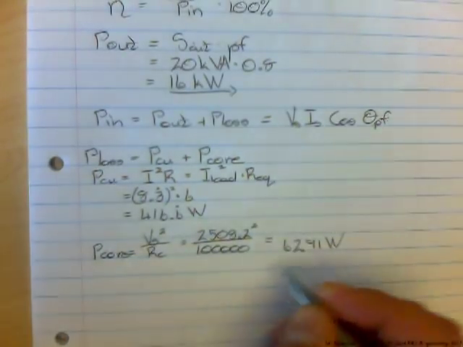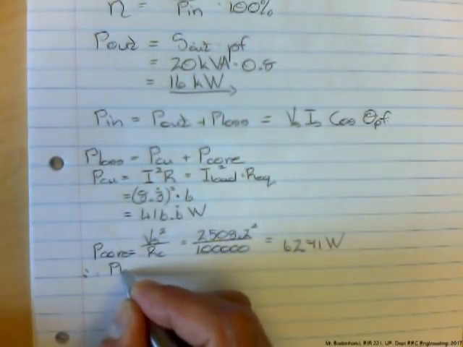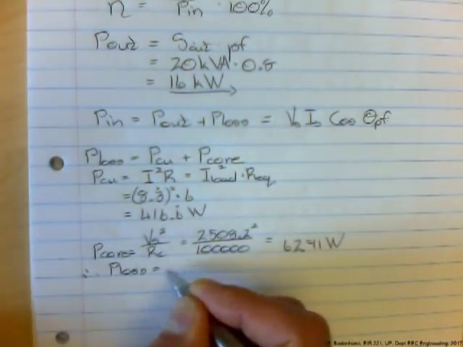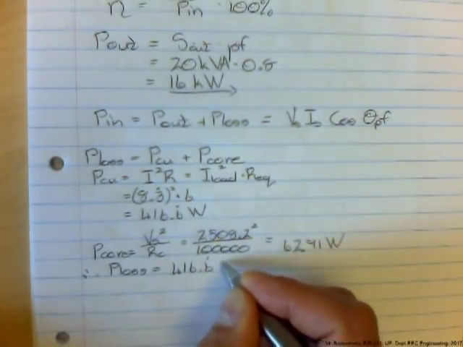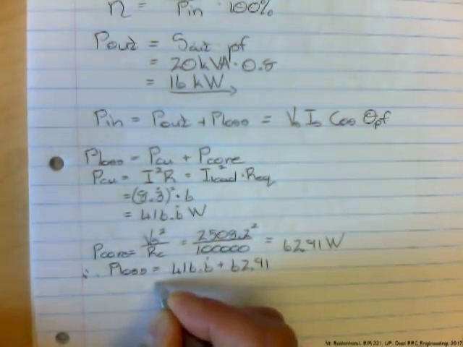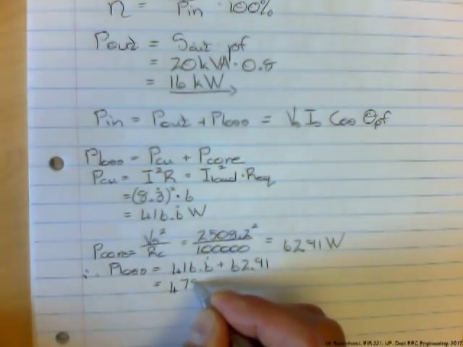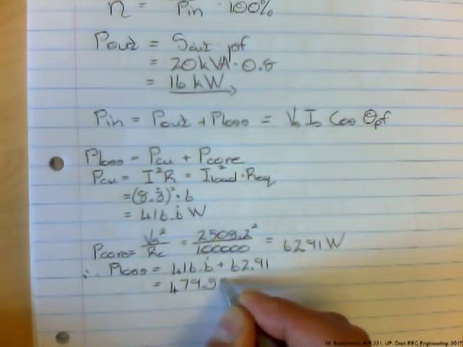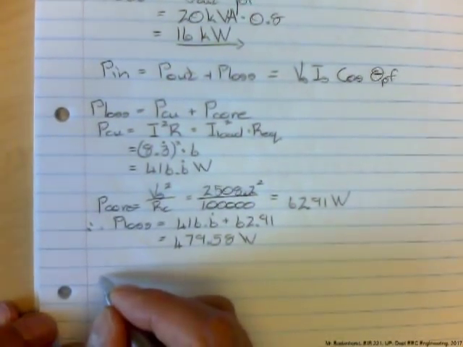62.91 watts. Right, so that means our P loss, I'm doing this very elaborately so that you can see step by step what we're busy building here, plus the 62.91. So the total losses in this transformer is 479.58 watts, which is really not a lot.